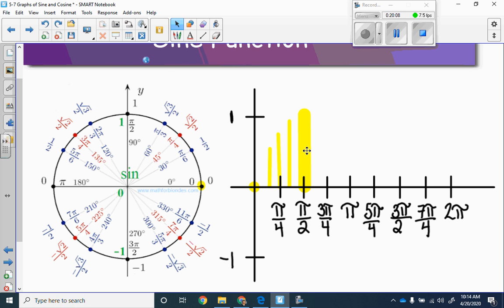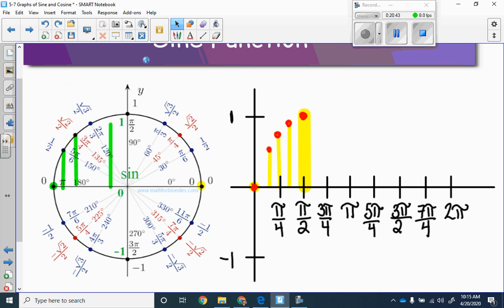Now, if I look at these points right here, I'm starting at 0, I've got 1/2, I have the square root of 2 over 2, I have the square root of 3 over 2, and then I'm at positive 1. Well, what about the next part of this? I'm just going to take 2 pi over 3, you're at square root of 3 over 2. 3 pi over 4, you're at square root of 2 over 2. 5 pi over 6, you're at 1/2. And then we're back at 0.